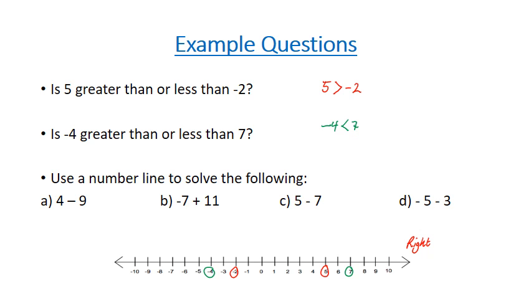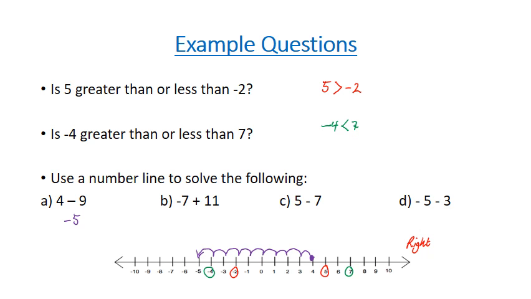The last bit, it says use a number line to solve the following. Let's use a different color again. So we've got 4, we're at 4, okay, here we are, and we need to take away 9. So we are going to go to our left because we're taking away. 1, 2, 3, 4, 5, 6, 7, 8, 9. We end up at -5, and we've used a number line to do that.